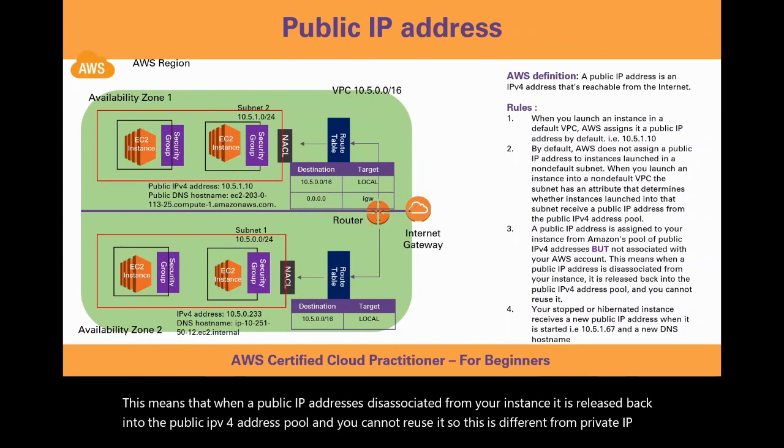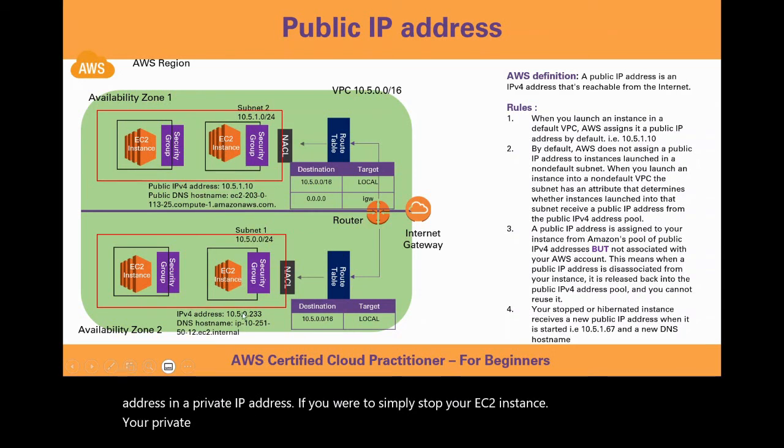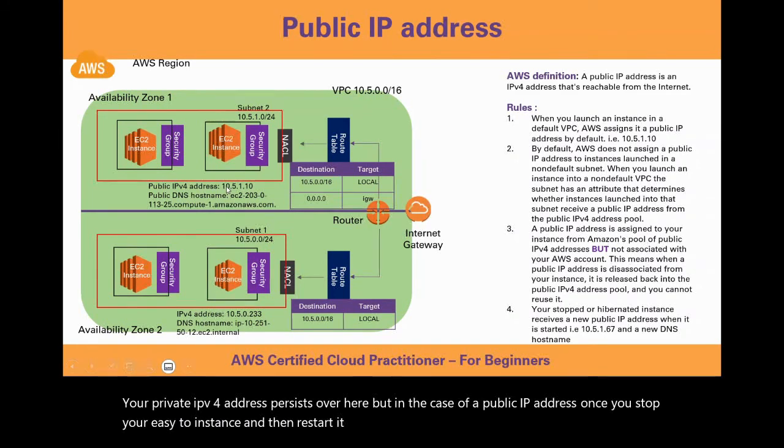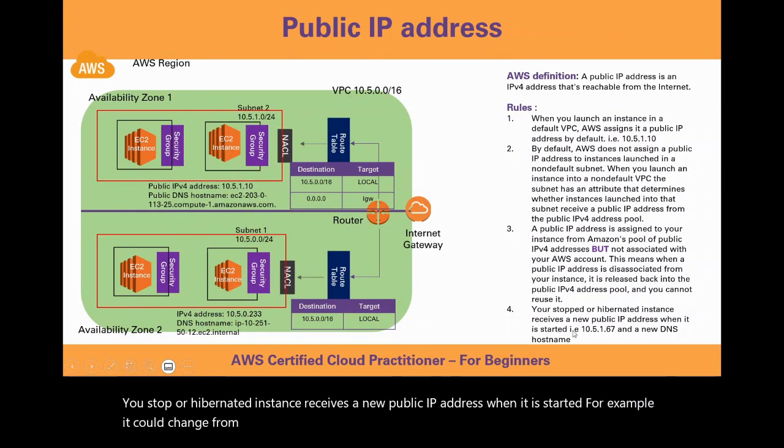In a private IP address, if you were to simply stop your EC2 instance, your private IPv4 address persists. But in the case of a public IP address, once you stop your EC2 instance and then restart it, the public IPv4 address and the public DNS hostname will change. Your stopped or hibernated instance receives a new public IP address when it is started. For example, it could change from 10.5.1.10 to 10.5.1.67, and a new DNS hostname would also be provided.